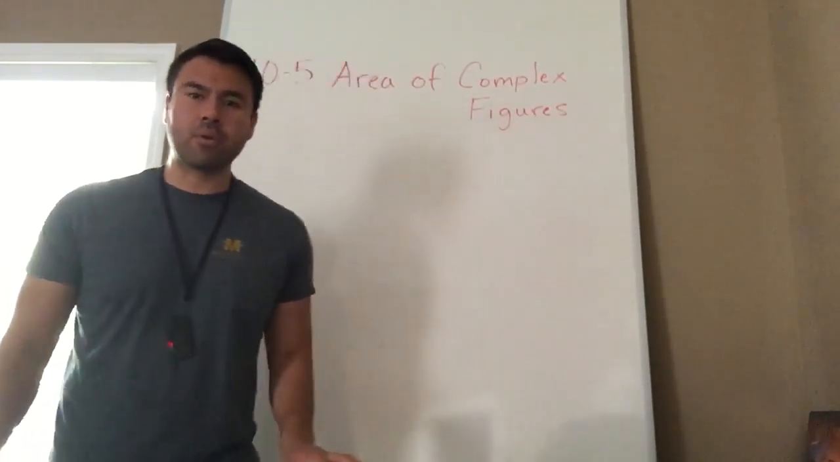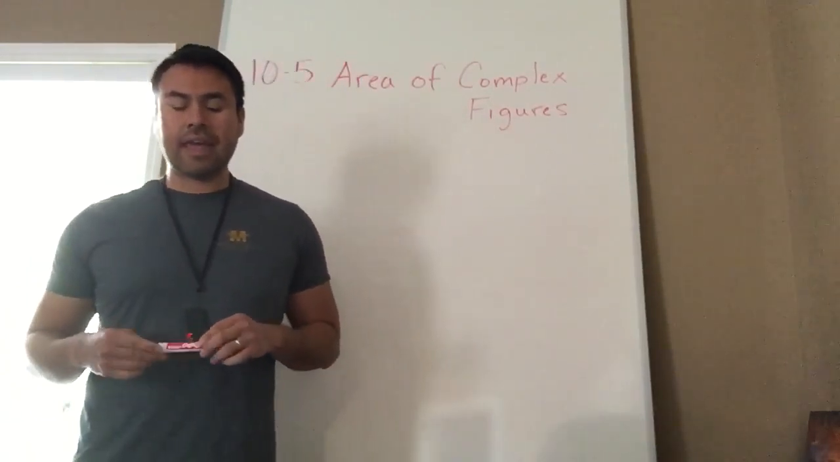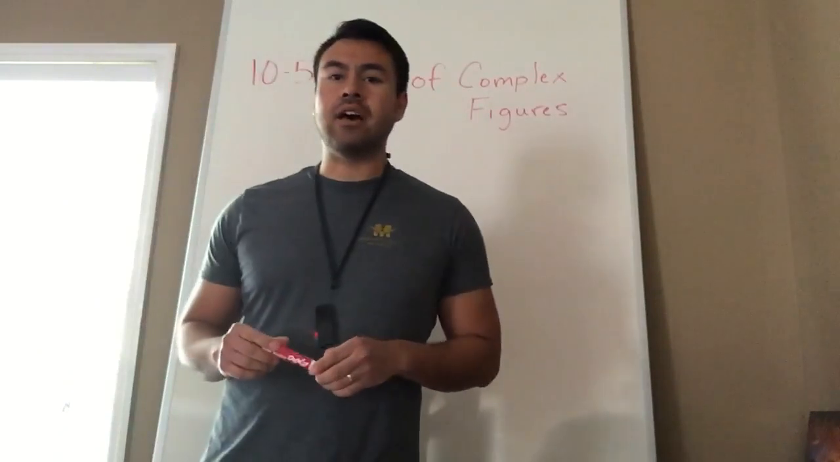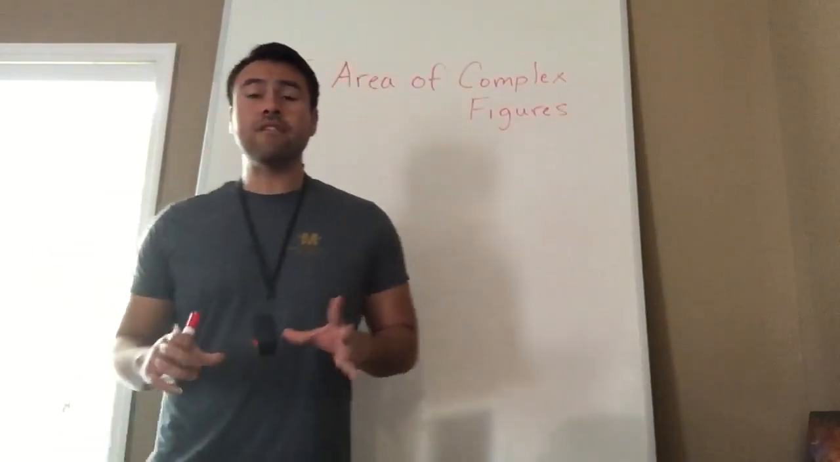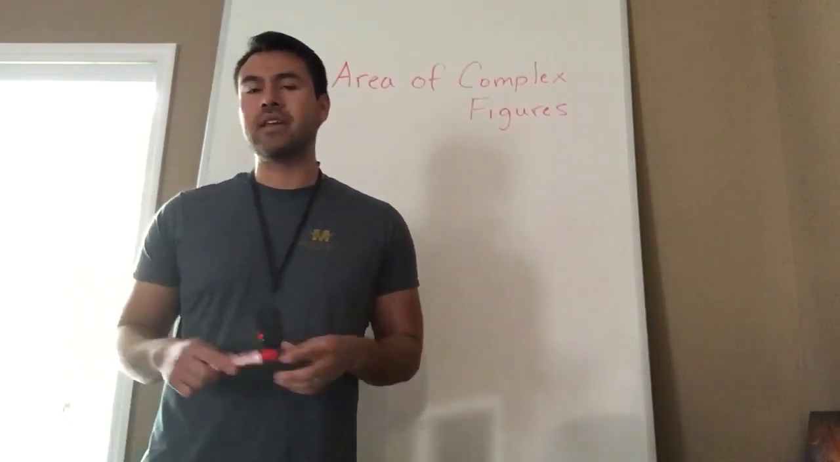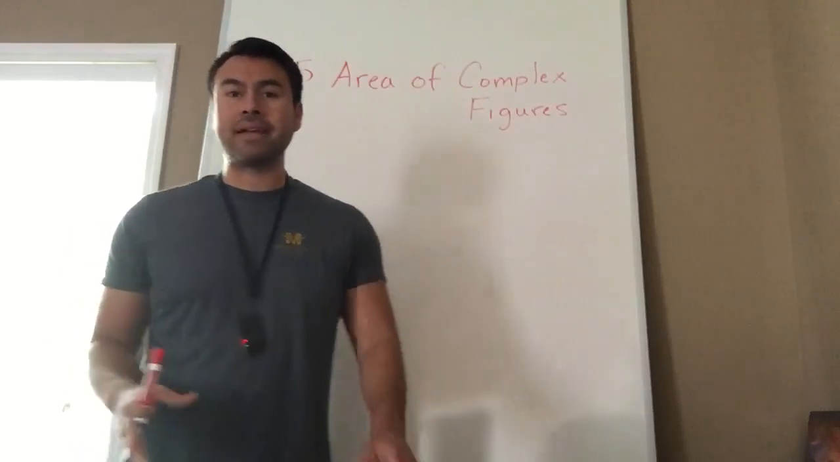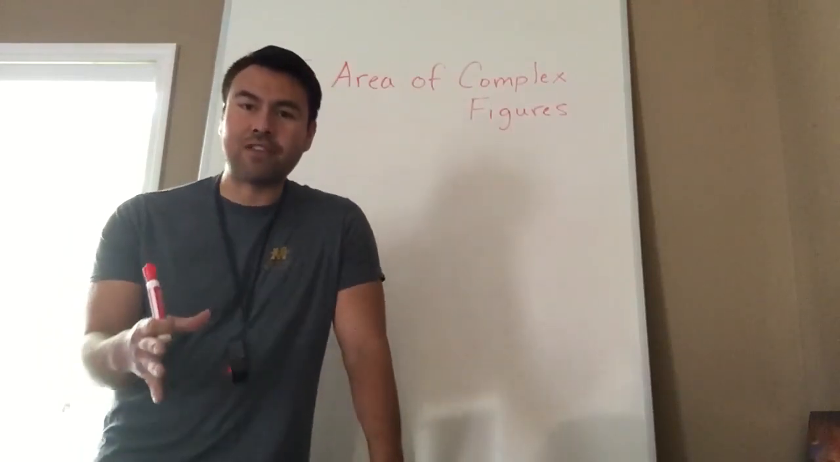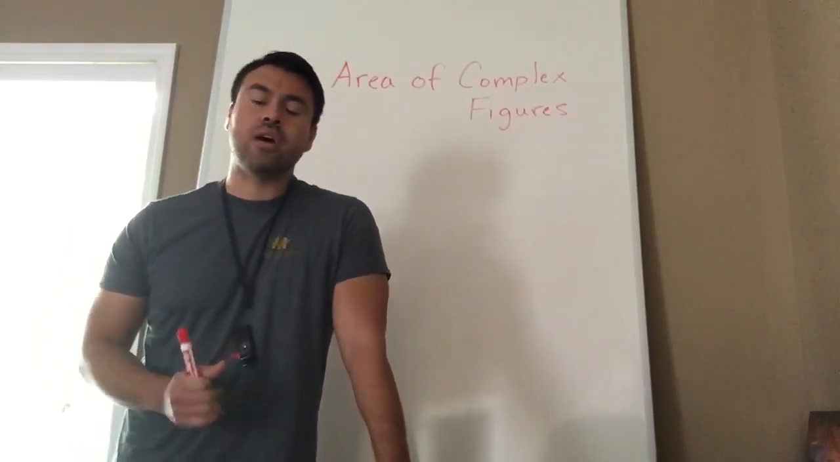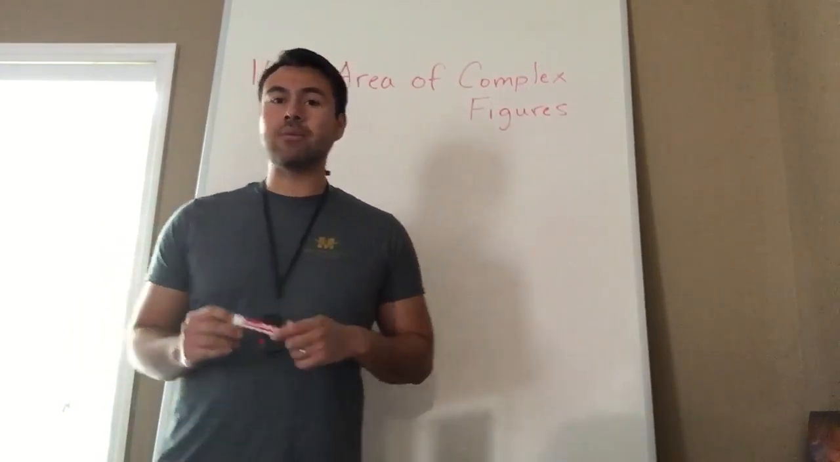So I think I'm going to record with him and we're going to go to 10-5 and look at areas of complex figures. So we've done areas of parallelograms, triangles, trapezoids, and circles, and now we're going to make the figures more complex. We had to look at the basic figures in order to be able to figure out these more complex figures, especially dealing with area.